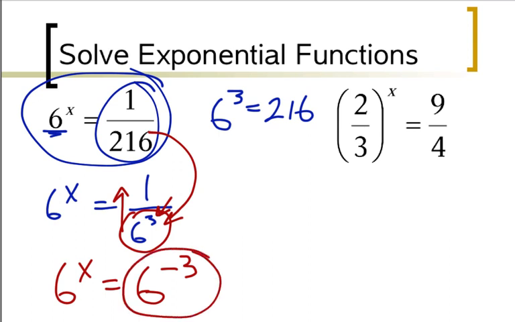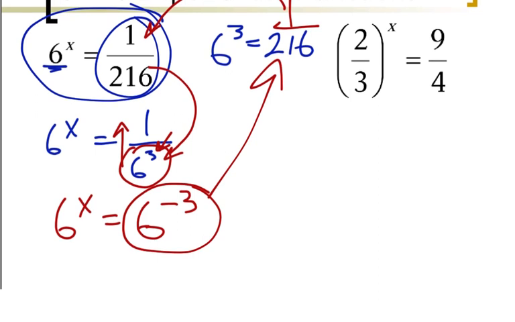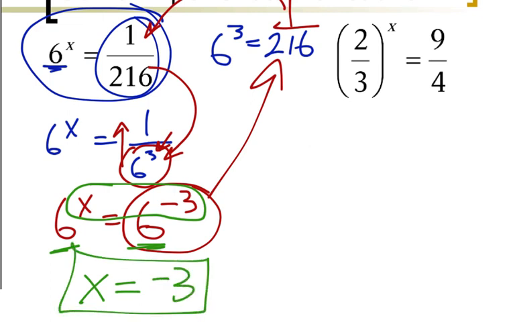6 to the negative third, if you type that into your calculator, you won't get 216, you'll get 1 over 216, which is what I wanted here. And that's because 6 to the third is 216, and if you have it on the bottom, if you raise it to a negative third, it puts it on the bottom. So anyway, now that my bases are the same, the exponents should be set equal to each other, and what that means is that x is equal to negative 3.